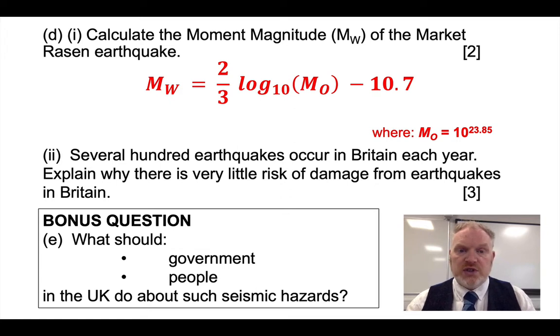As well as the questions that are on your sheet, there is a bonus question, and that's really asking what should be done about this. If we get earthquakes like the Market Rasen earthquake, what's the answer? What should we do in the UK about the risk of seismic hazards that we face?